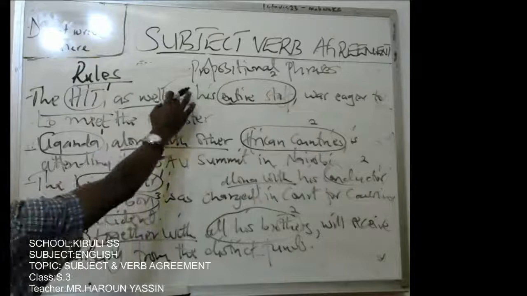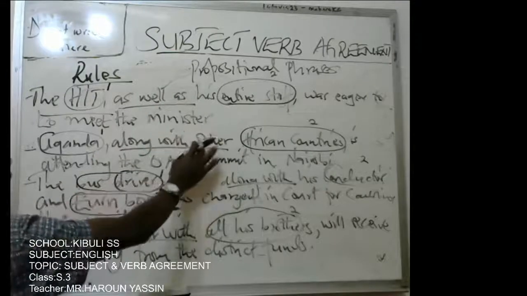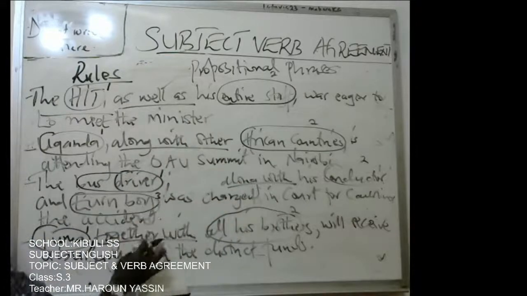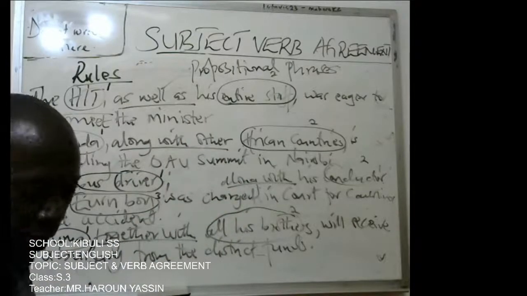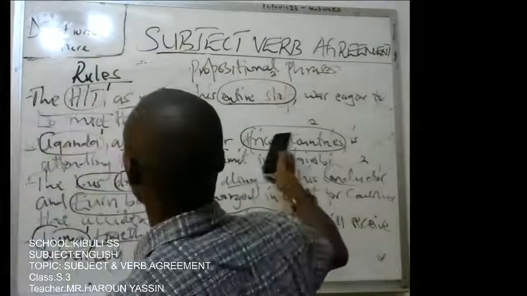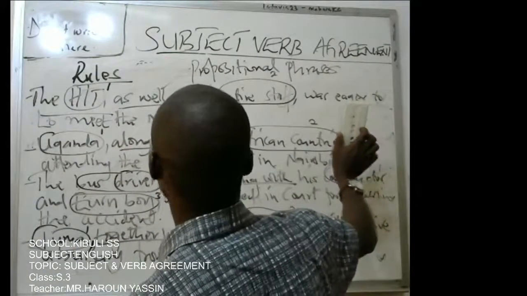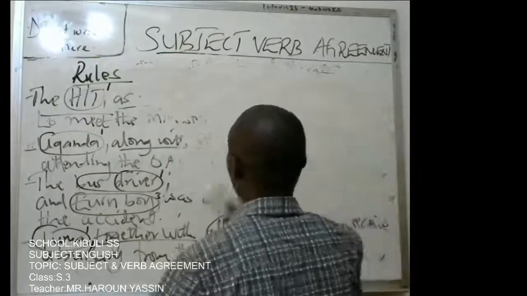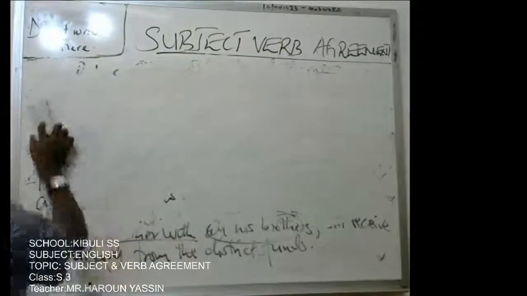As well as, along with, and together with. These are prepositional phrases. Okay? Therefore, we are going to say that singular subjects, okay, singular subjects. Let me wrap this off. I think everybody has gotten it now. Okay, that's rule number 3.